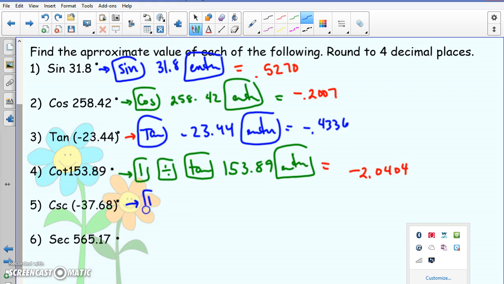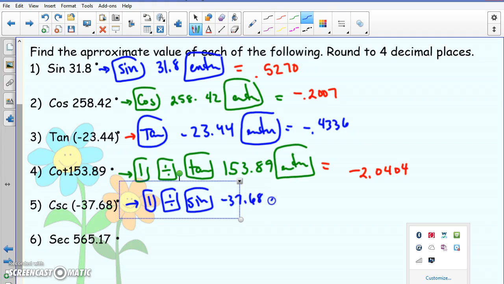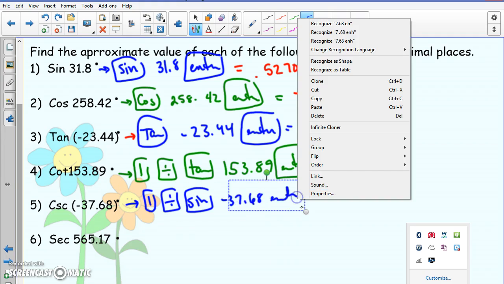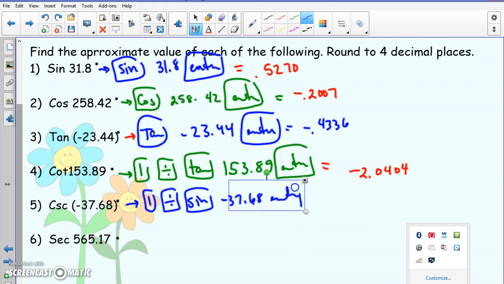Okay, when we take a look at the next one, who is cosecant's partner? Hopefully you're all saying it's sine. So it's going to be 1 divided by sine. Type in negative 37.68, hit enter. Okay, let's try it again. We hit the equal sign. We get negative 1.6360.